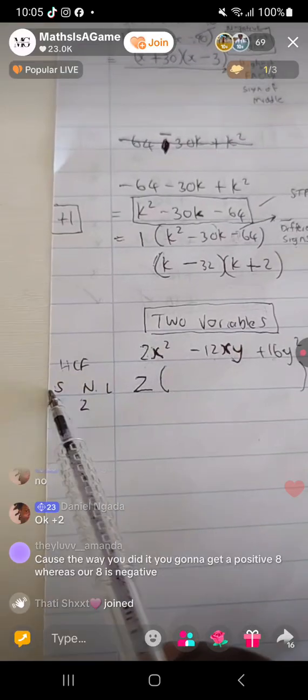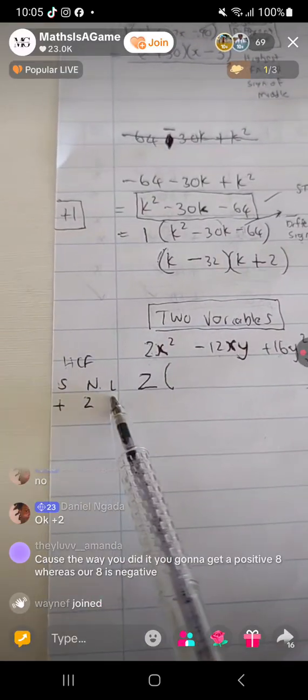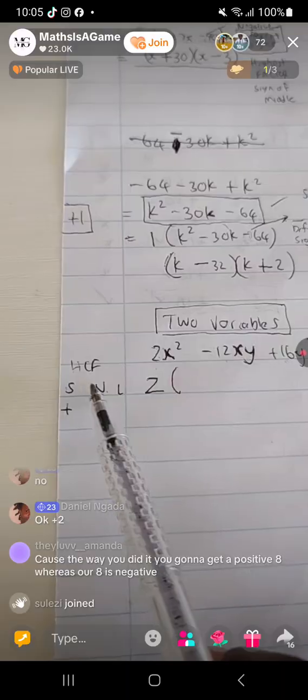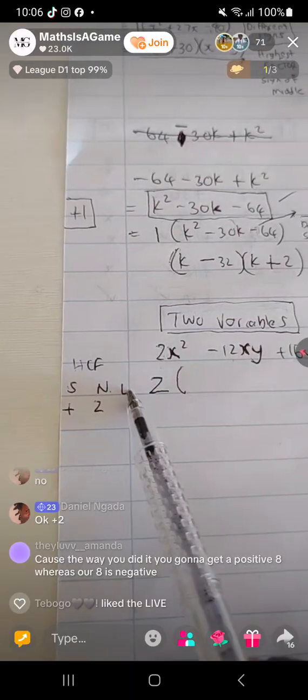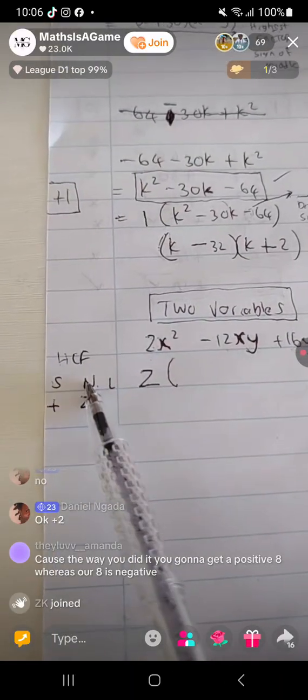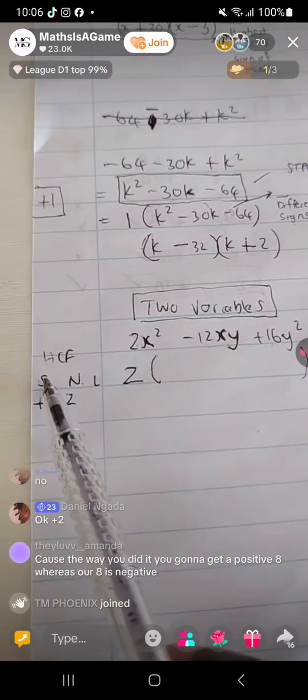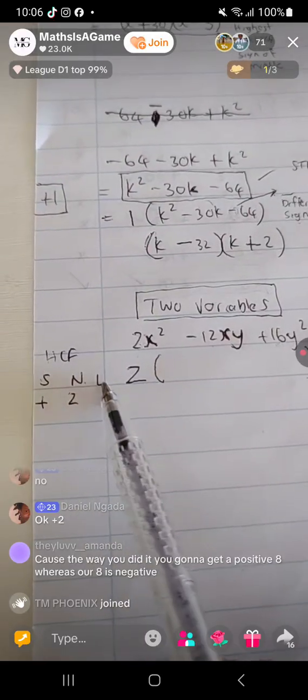S and L in your movie screen will never be the same. It's no longer those letters that you see that are very destructive in the movie. It is the letters that basically mean the sign, the number, and the letter.